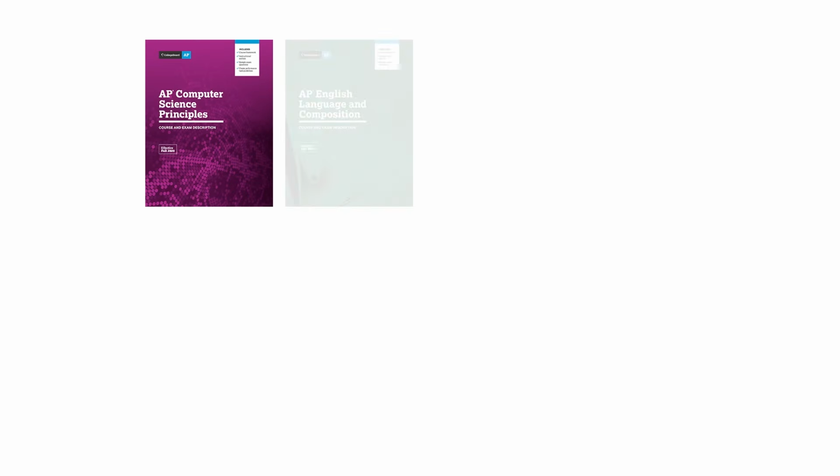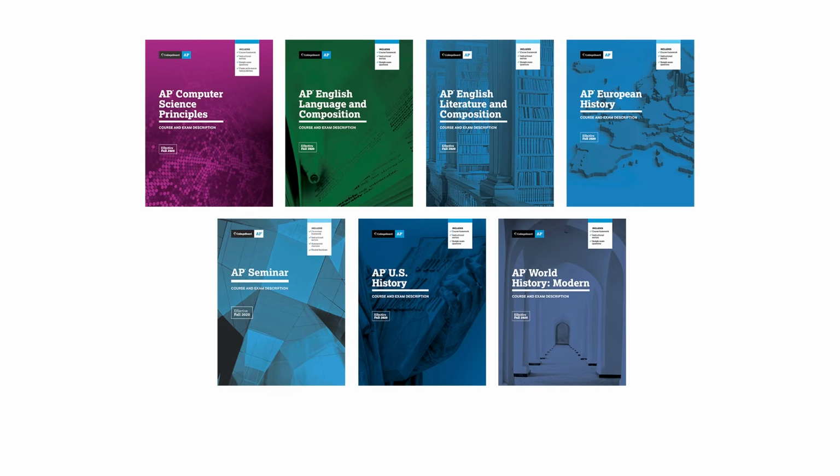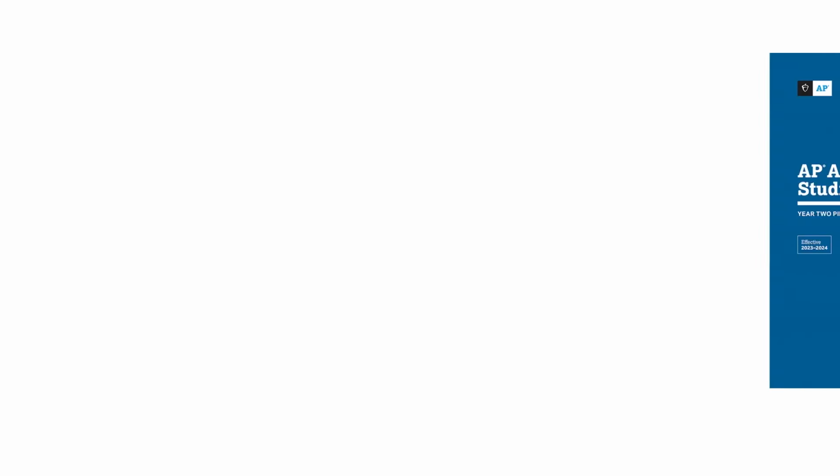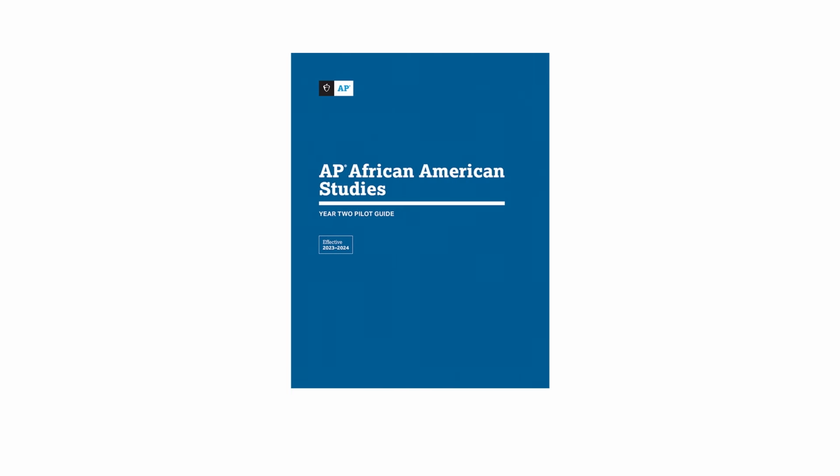This year, 7 AP courses are offered with a digital option. If your school would like to administer a digital exam for one or more of the 7 courses with the digital option, your school's exam order will need to be updated to indicate digital. Check with your AP coordinator to confirm. All schools participating in the pilot of the AP African American Studies course will administer a digital end-of-course exam.